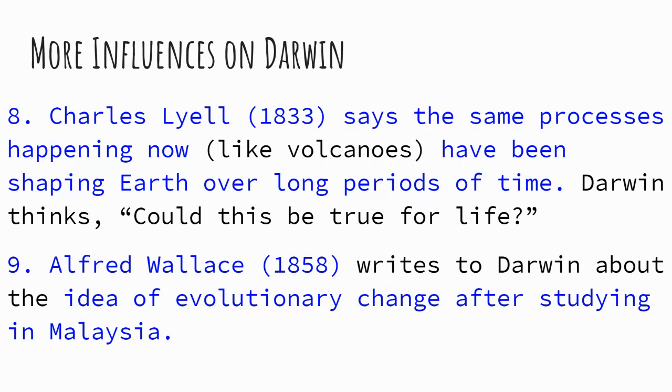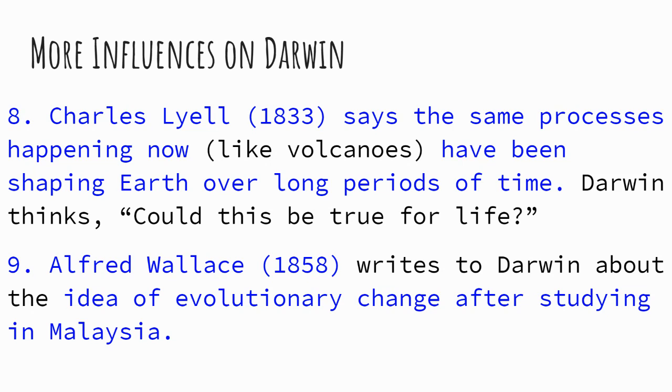And Darwin's like, could this be true for living things? Could animals that are breeding and being selected for the best of their species, could that have been happening a long time ago? So really the best has been selected for millions and millions and millions of years. And that's how we've ended up with what we have.